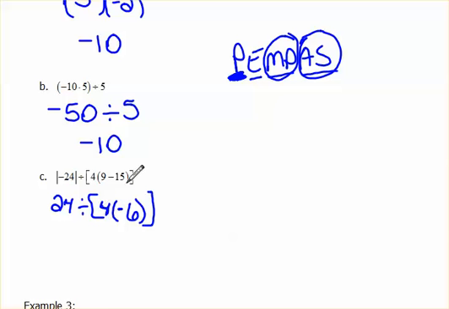So now we still have to work within the grouping symbols. So we have 24 divided by 4 times negative 6. Well, 4 times 6 would be 24. And because the signs are different, that would be negative. 24 divided by negative 24 would be 1, and the signs are different, so the answer would be negative.